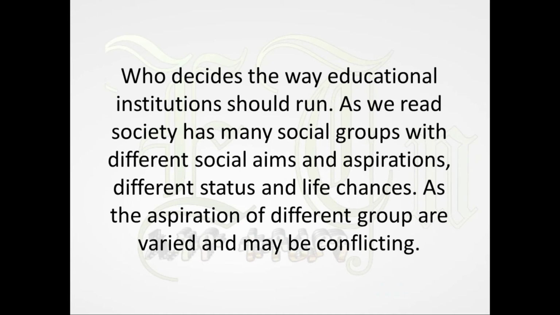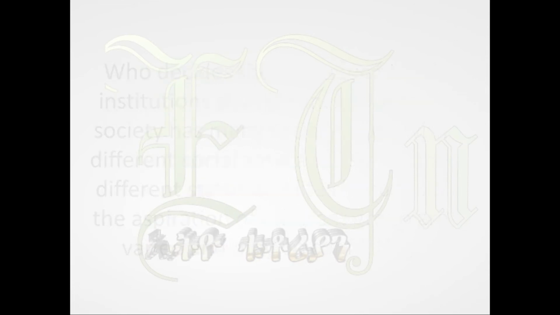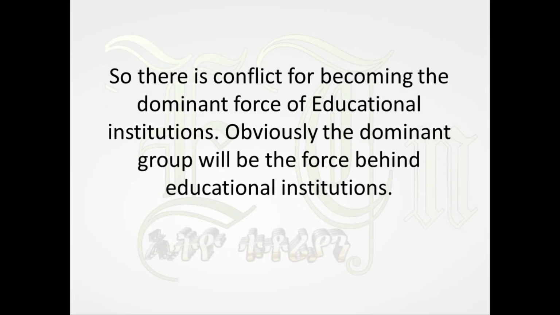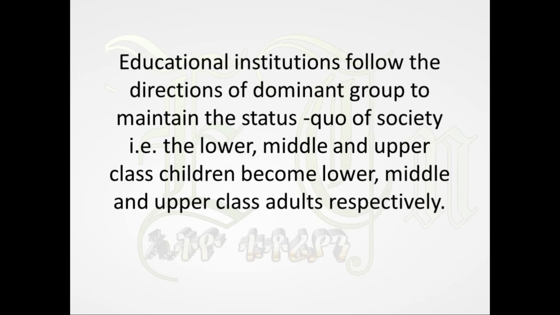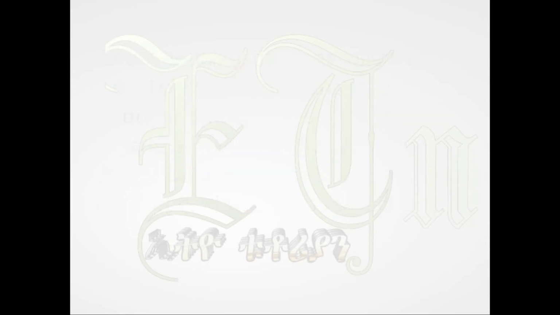As we read, society has many social groups with different social aims and aspirations, different status and life chances. As the aspirations of different groups are varied and may be conflicting, there is conflict for becoming the dominant force of educational institutions. Obviously, the dominant group will be the force behind educational institutions. Educational institutions follow the directions of the dominant group to maintain the status quo of society, that is, the lower, middle and upper class children become lower, middle and upper class adults respectively.